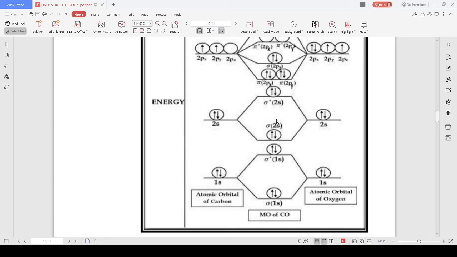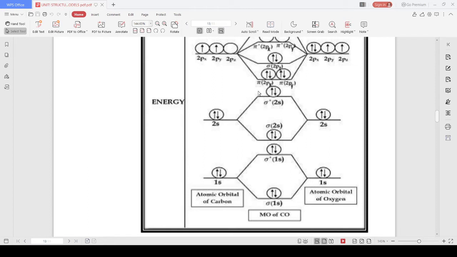The second level is the 2s orbitals: carbon 2s atomic orbitals and oxygen 2s atomic orbitals. So 4 electrons fill sigma 2s2, and at the same time sigma star 2s2 orbitals. So that completes the 2s molecular orbitals, sigma 2s2.